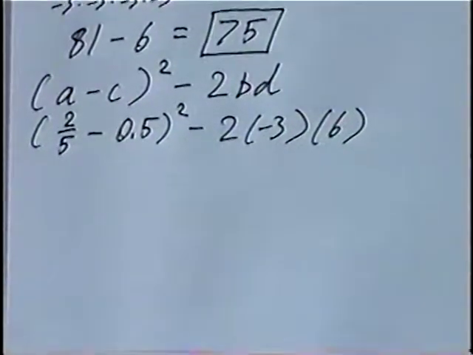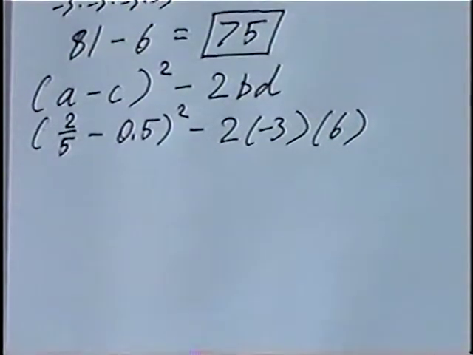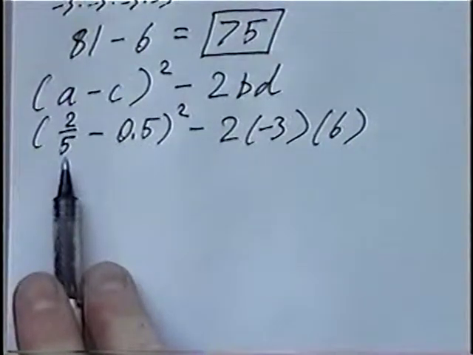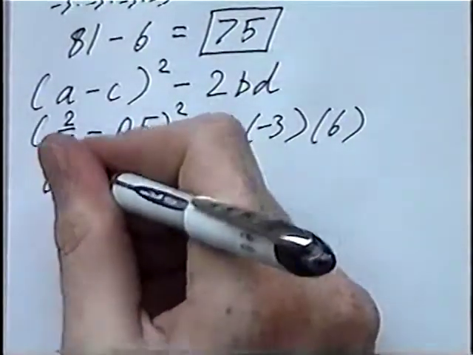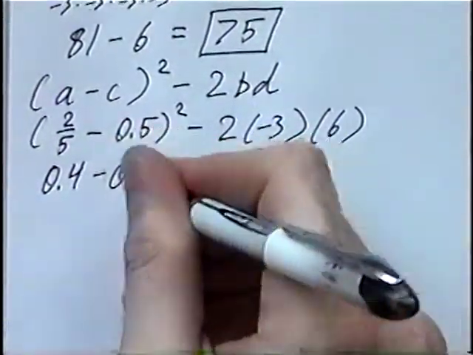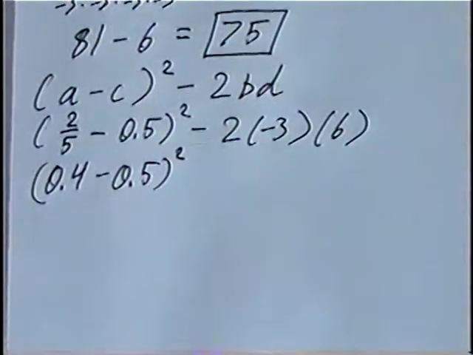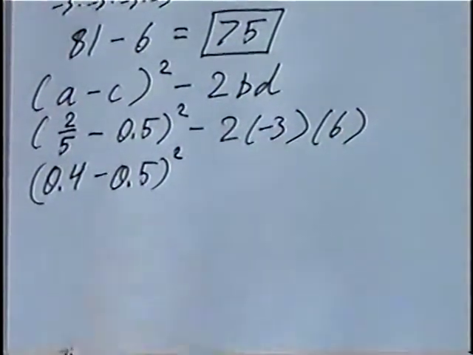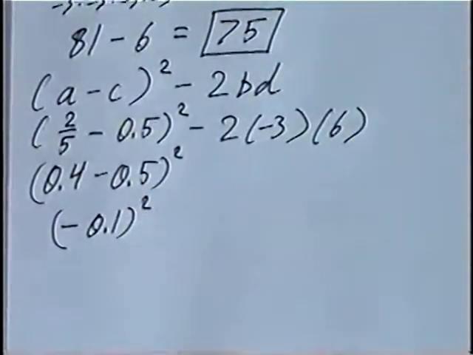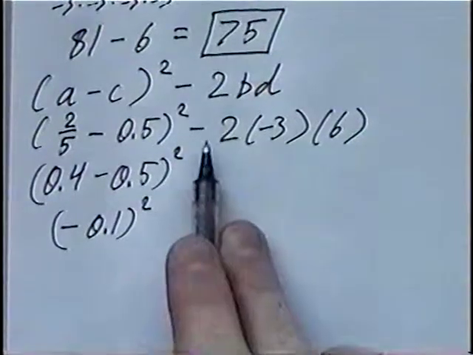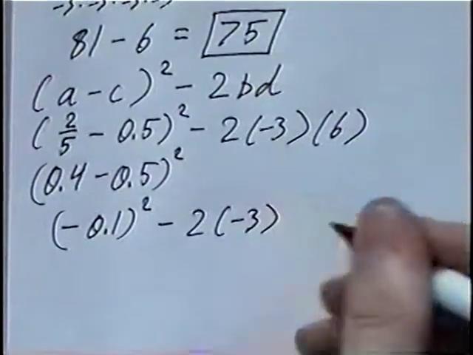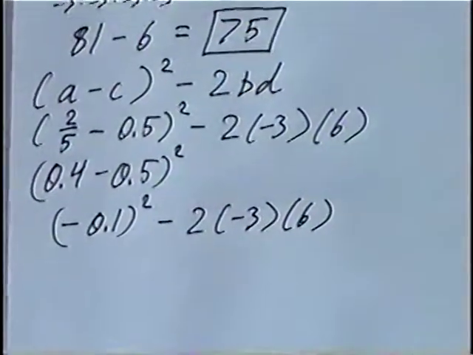Solving from here, we'll do parentheses first. 2/5 minus 0.5. 2/5 you can change to a decimal by using a calculator or long division. That is equal to 0.4 minus 0.5 squared. Subtracting these decimals would be negative 0.1 squared. Rewriting the rest of the question, we have minus 2, negative 3, and positive 6.